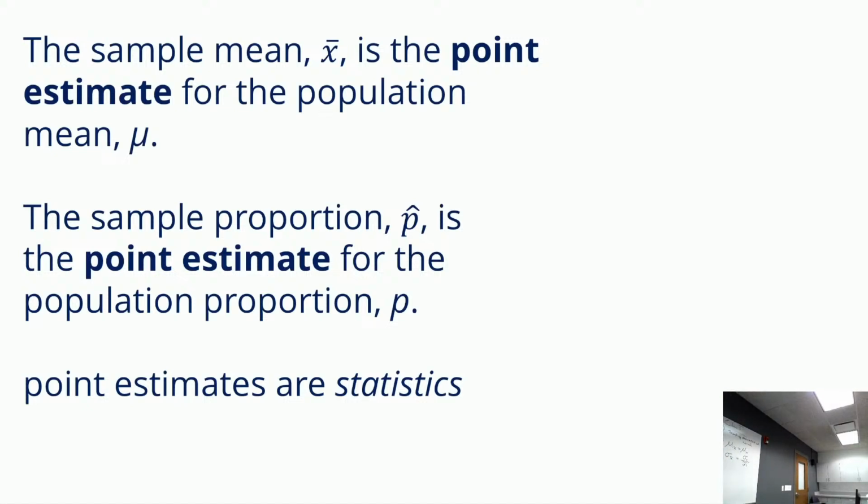The average for the entire population is mu. We don't know what that is, and so what we're going to do is the best we can by finding a sample and using X bar. And so we call that the point estimate. It's a point estimate for mu, for the average for the population.